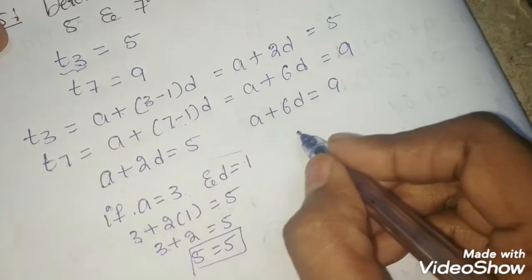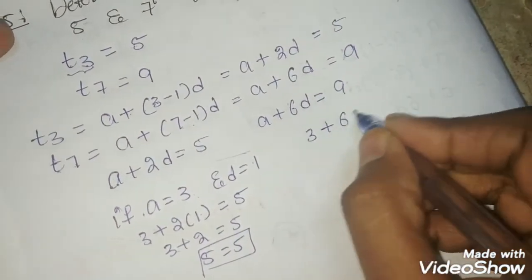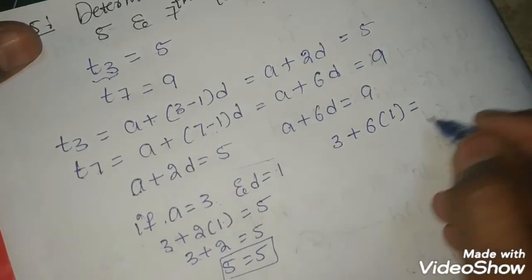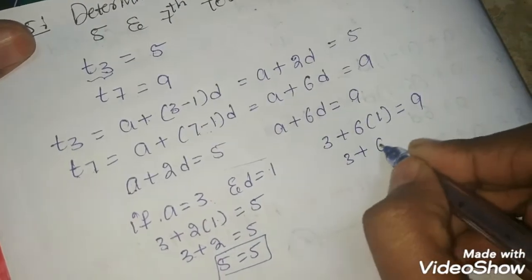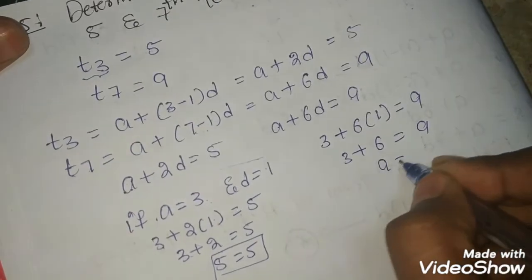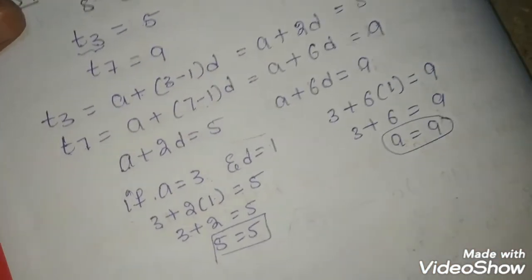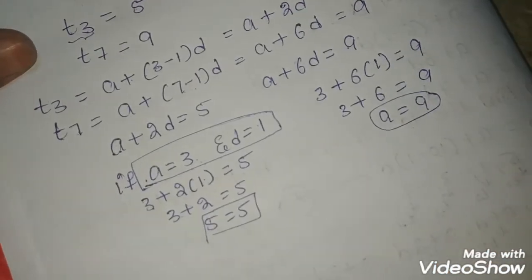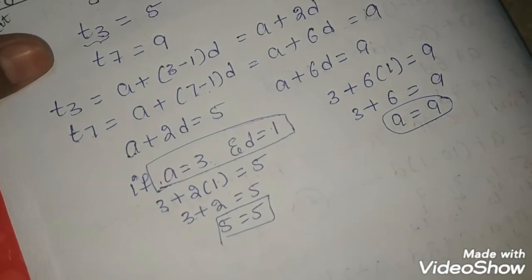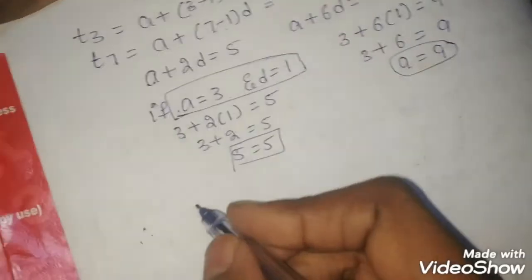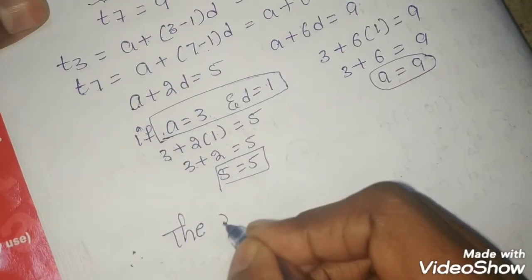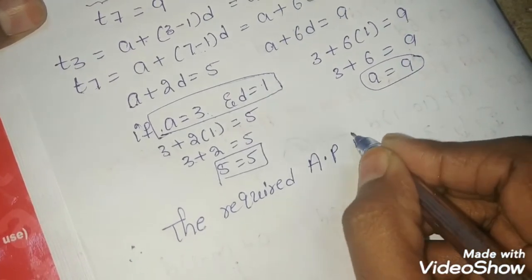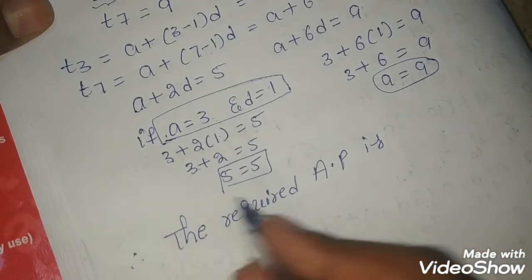See, if you keep A as 3 plus 6 into 1, we have to get the result 9. See, 3 plus 6 is equal to 9. 6 plus 3 is 9. 9 is equal to 9. Then we get our answer. What is our value here? A is equal to 3, D is equal to 1. So write down the series. Therefore, the required arithmetic progression is... So what is the general form actually?